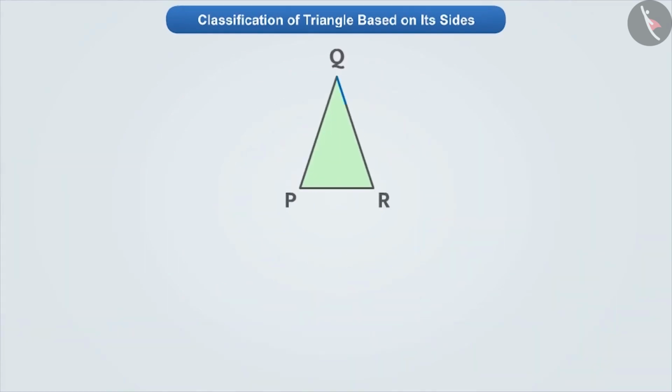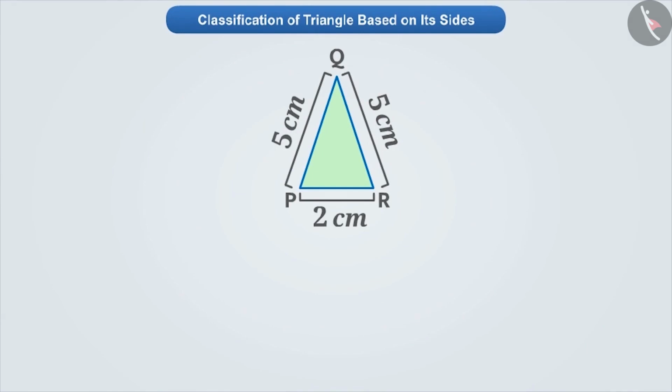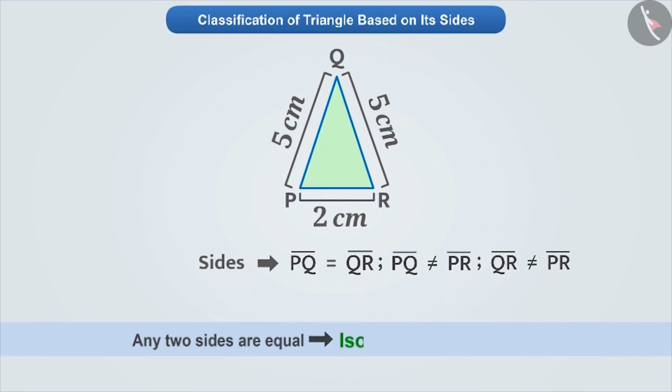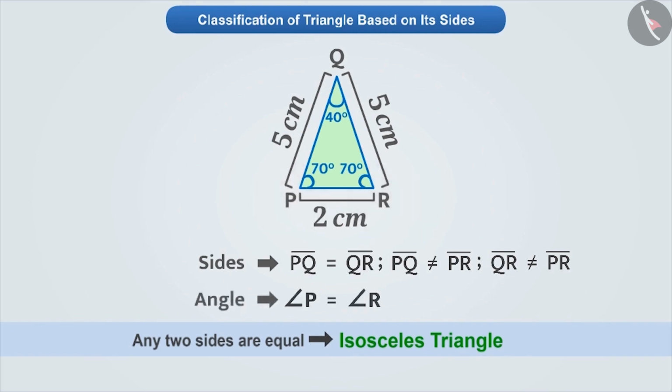Now look at this triangle. If we take the measurement of its sides, then we find that two of its sides are equal and the third side is not equal to its other two sides. A triangle whose any two sides are equal is called an isosceles triangle. If we measure its angles, then we will know that the angles opposite to equal sides are also equal. This means that two sides and two angles of an isosceles triangle are equal.